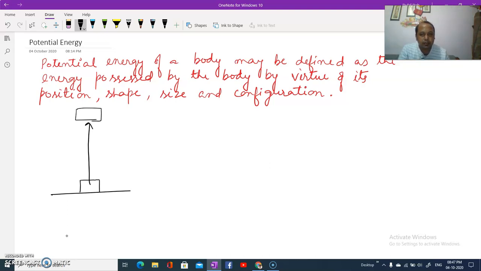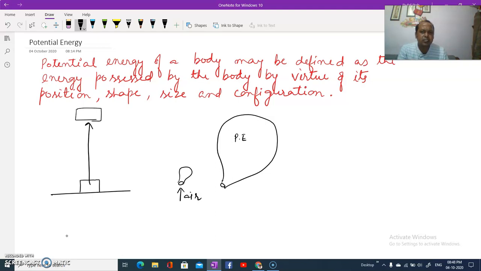Let us take some more examples. Suppose we take a balloon here. Let this be the balloon. Now we blow air into it. What will happen? The size of the balloon increases. Now, the size has changed. So, this balloon now possesses potential energy because some work has been done. That work done is stored in the balloon as its potential energy. I hope this is clear.